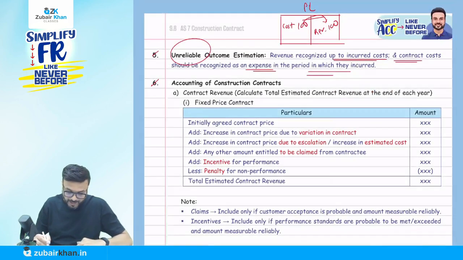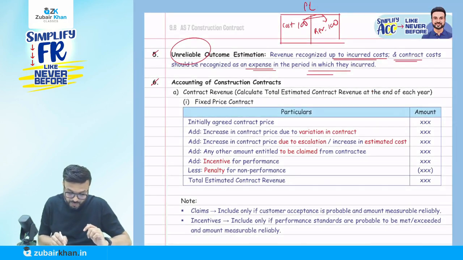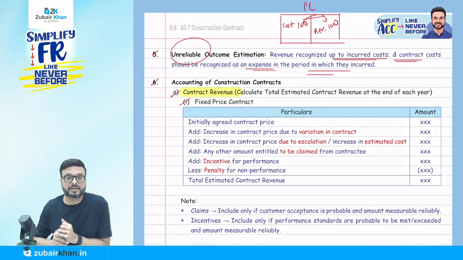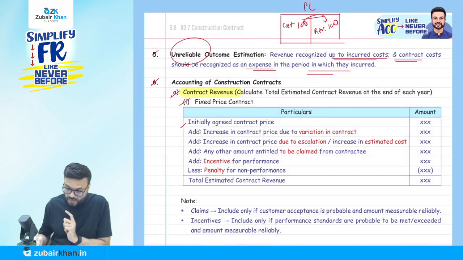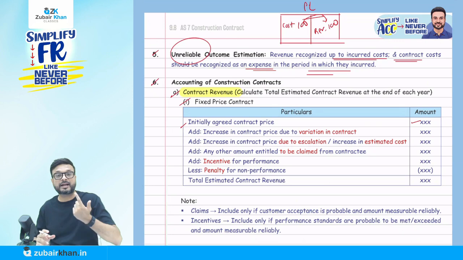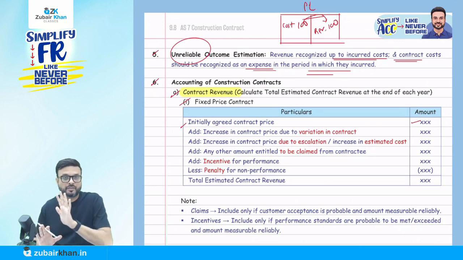Now, first, when we are talking about the revenue, they say the total revenue is, for the fixed price contract, the initially agreed contract price, whatever was initially decided between the contractor and the contractee. Suppose they decided 100 crore. So that is the amount of revenue.